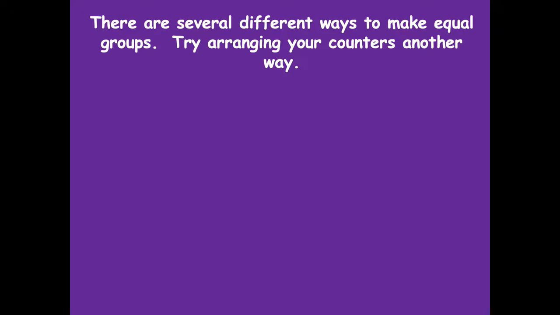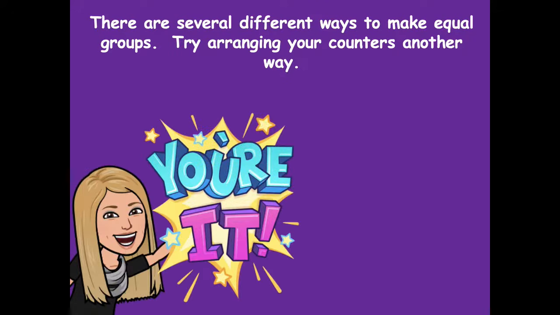So you might have come up with a different way than what I did. So now you're going to rearrange your counters another way. Take those 12 and try to rearrange them another way to show equal groups, different from the one you already did. So pause the video and then click play when you're ready for the next step.